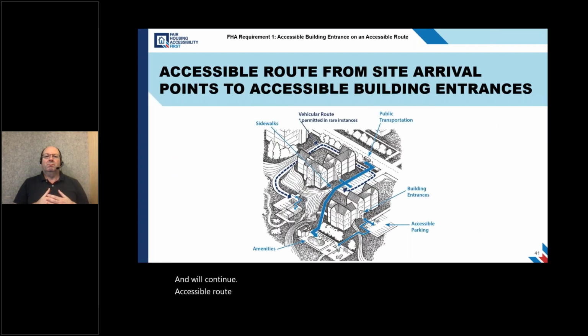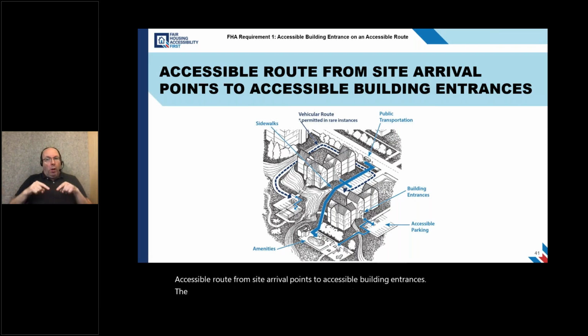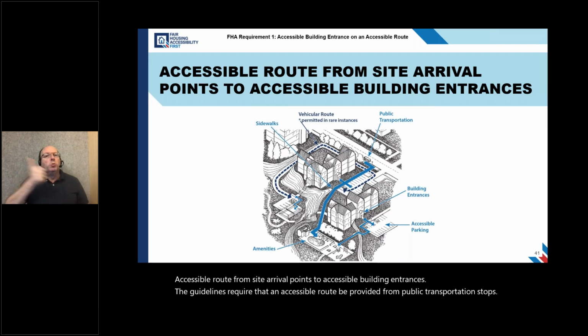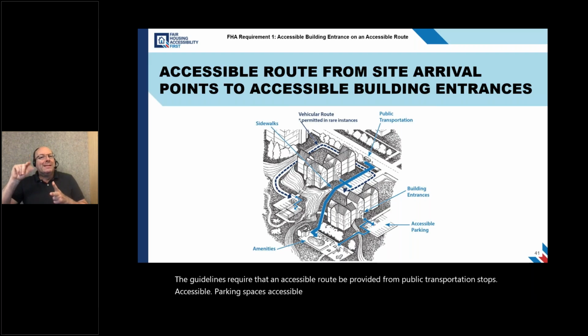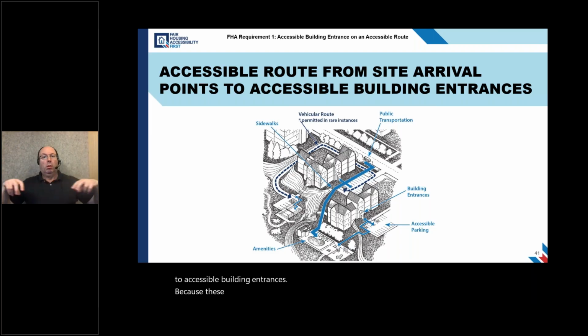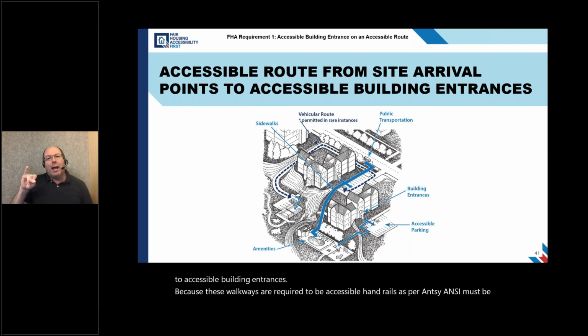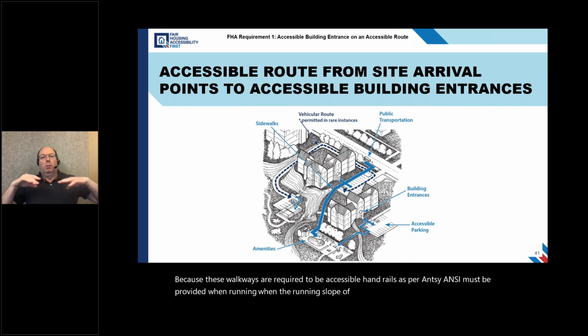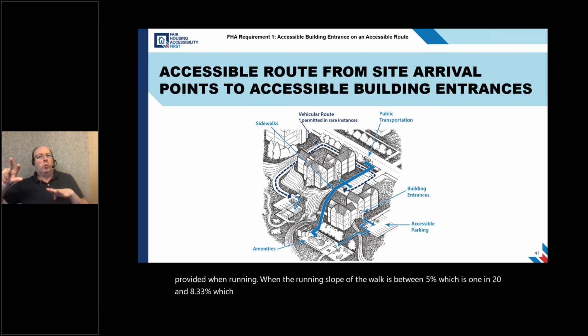Accessible route from site arrival points to accessible building entrances. The guidelines require that an accessible route be provided from public transportation stops, accessible parking spaces, accessible passenger loading zones, and public streets or sidewalks to accessible building entrances. Because these walkways are required to be accessible, handrails, as per ANSI, must be provided when the running slope of the walk is between 5%, which is 1 in 20, and 8.33%, which is 1 in 12, and it has a rise over 6 inches.